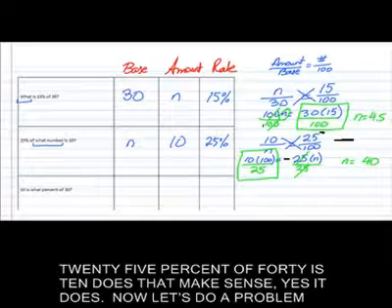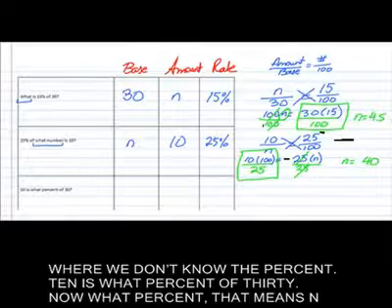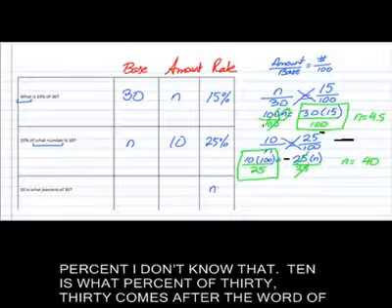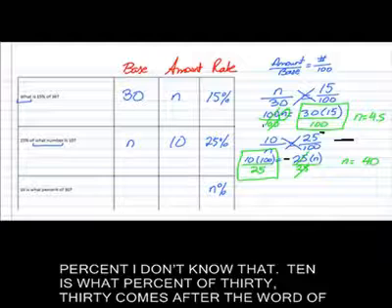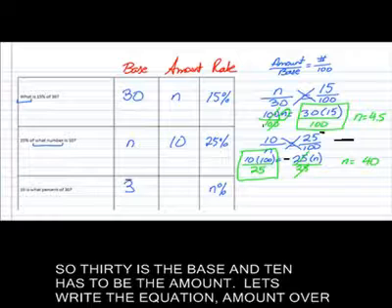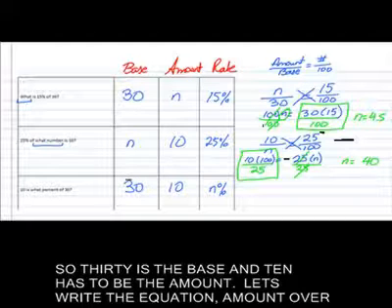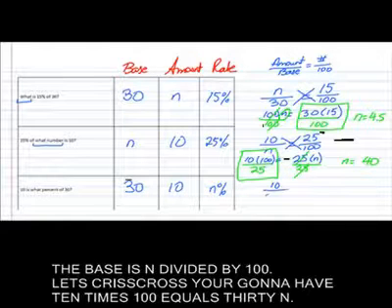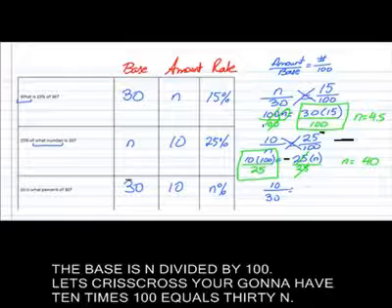Now let's do a problem where we don't know the percent. 10 is what percent of 30? Now what percent? That means n percent. I don't know that. 10 is what percent of 30? 30 comes after the word of, so 30 is the base, and 10 has to be the amount. Let's write the equation. Amount over the base is n divided by 100.